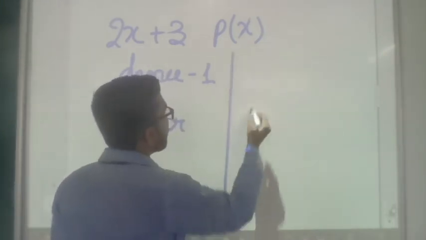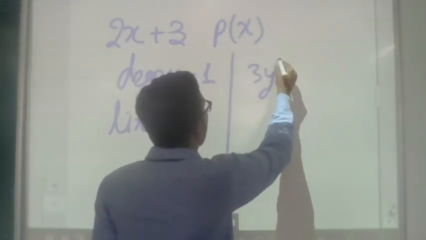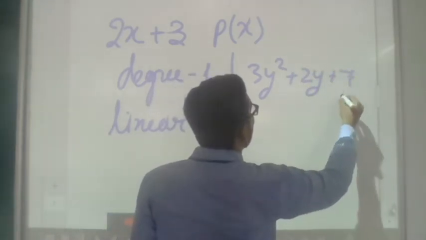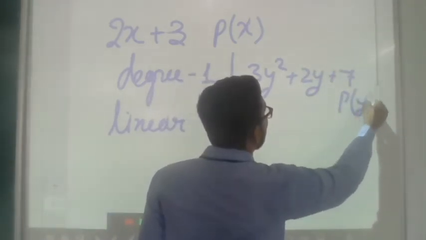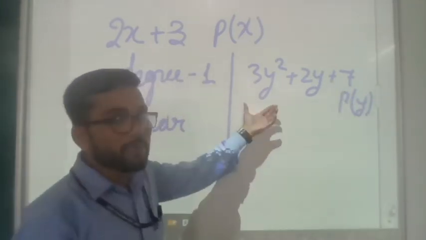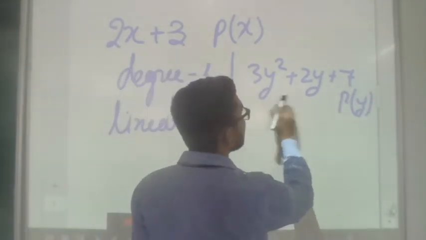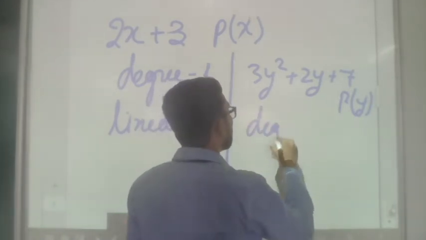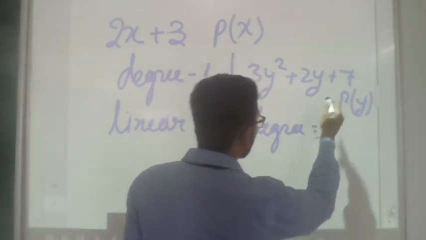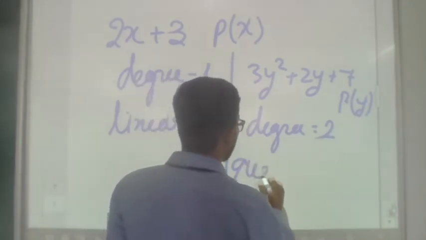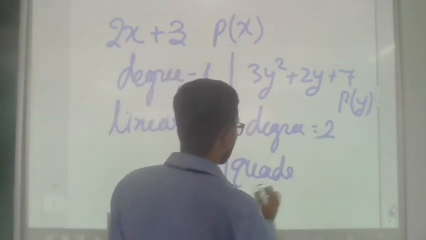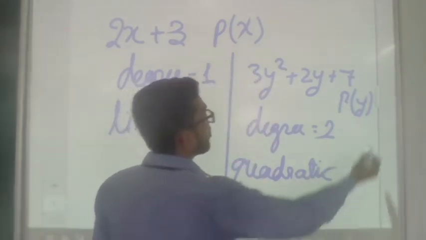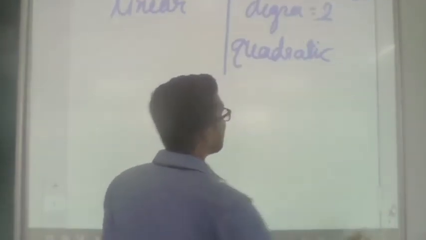Suppose 3y squared plus 2y plus 7. This is a polynomial in y. The highest power of the variable in this polynomial is 2. So the degree is equal to 2. If the degree is equal to 2, this is a quadratic polynomial. If the highest power, meaning the degree, is equal to 3.